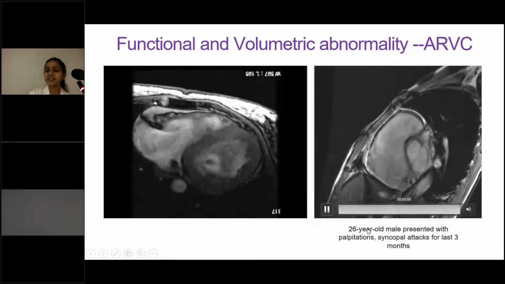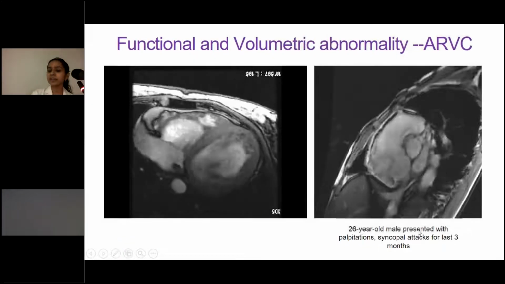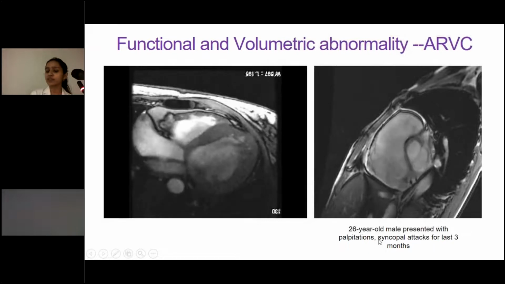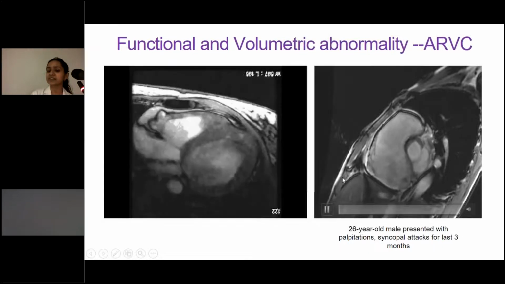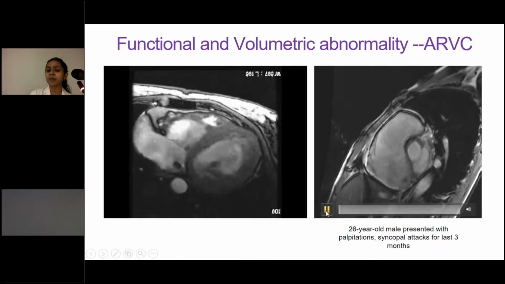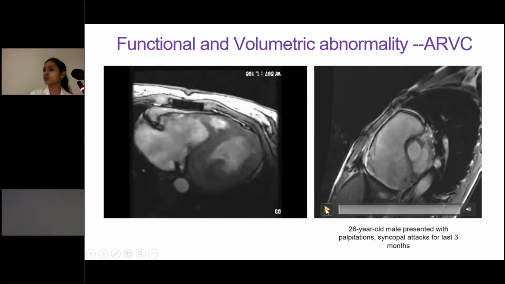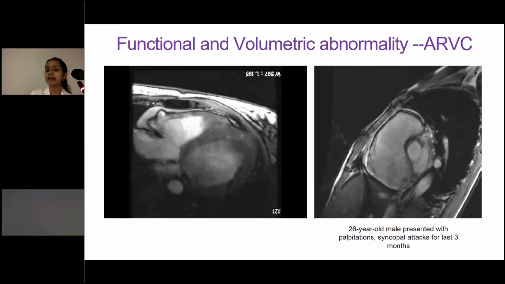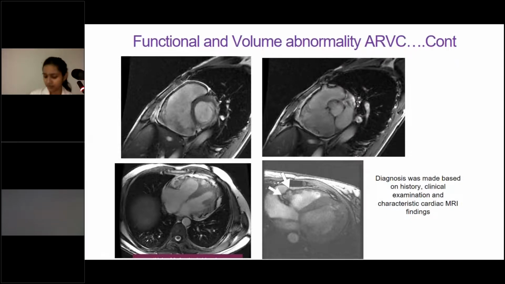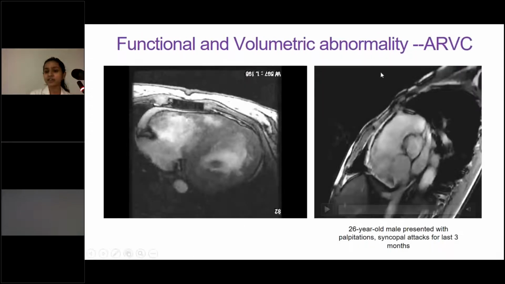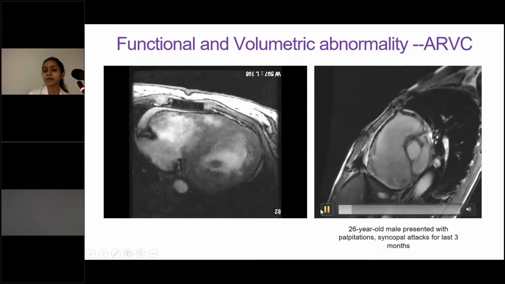So here is a case of a 26-year-old male patient who had presented to cardiology with palpitations and syncopal attacks for the last 3 months. ECG had shown dilated right ventricular myocardium, and cardiac MRI was suggested to rule out some infiltrative cardiomyopathy.